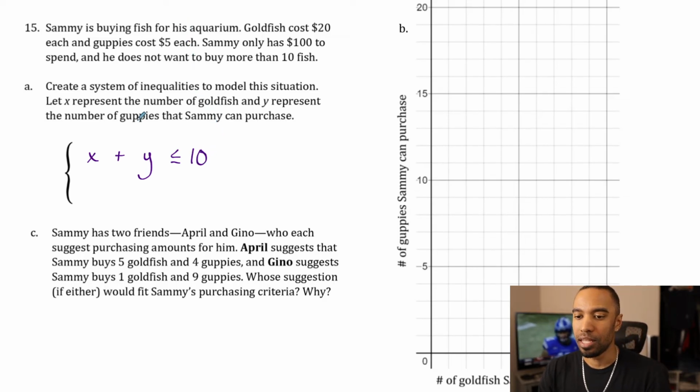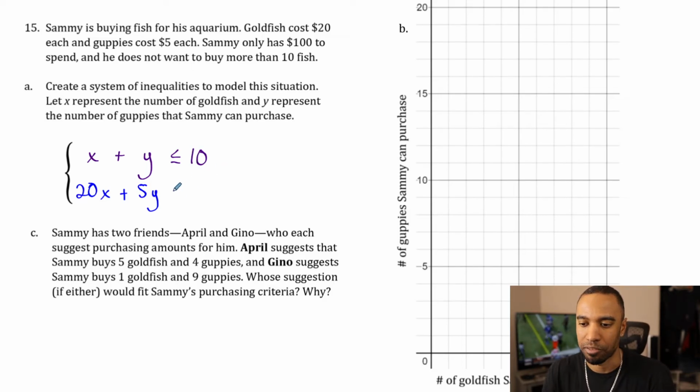Okay. The second inequality has to do with money spent, and it's going to be like this right here. Goldfish cost $20 each. If I multiply the cost of each goldfish by the number of goldfish that I buy, that's how much money I'm spending on goldfish. $20 times x goldfish. And then guppies cost $5 each, $5 per guppy times the number of guppies right here. I only have $100 to spend. I have to make sure my number does not exceed $100. So I have to stay within 100, or I can be exactly 100. But I've got to stay within this bit right here.